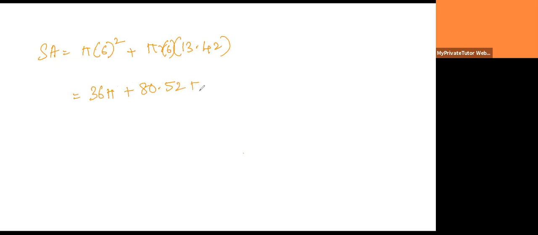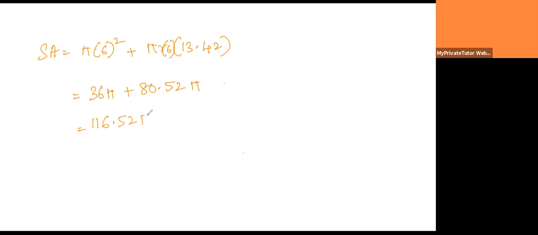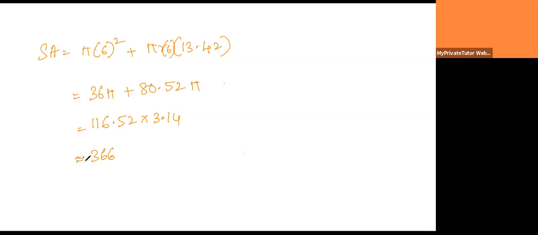I'm just taking that and adding these two. Our final answer will be 116.52 pi. But make sure that you are substituting pi, which is 3.14. If you multiply, we'll get around 366.1, so let's say approximately 366. If they ask you to round to 1 decimal place, you need to write 1 decimal like that.